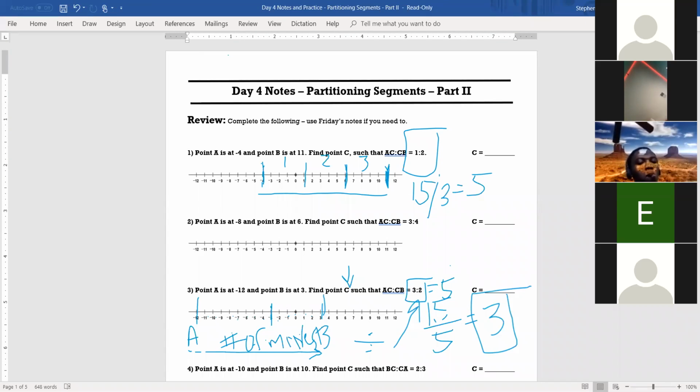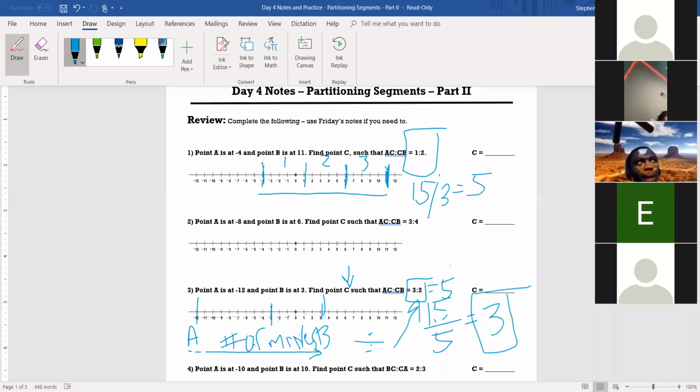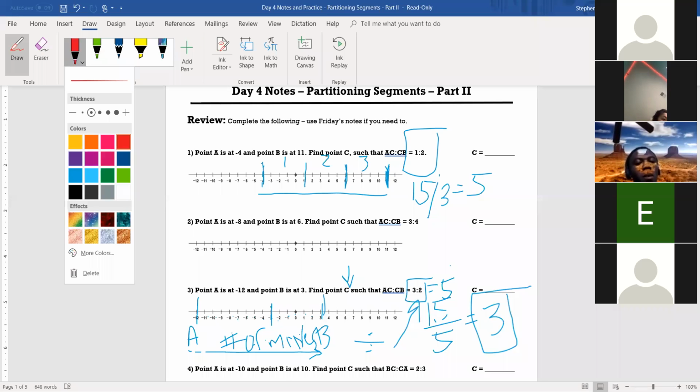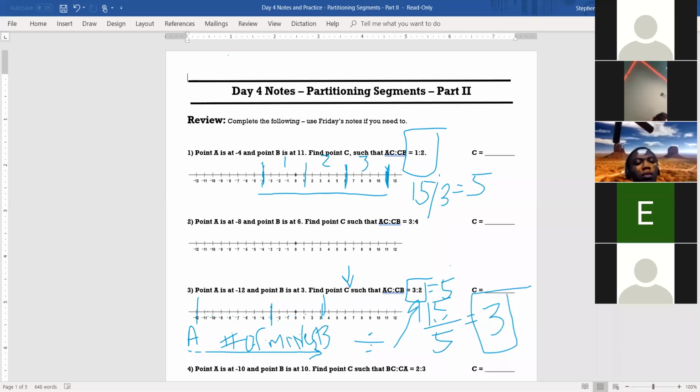Well, let's just count it, and I'll do it in a different color so we can see how this works out. Negative 11, negative 10, negative 9. There's one partition. Then 1, 2, 3, here's another partition at negative 6. 1, 2, 3, and there's another partition right there. So there's our 3. We can color them in. That will partition this segment at point C, which is now negative 3.